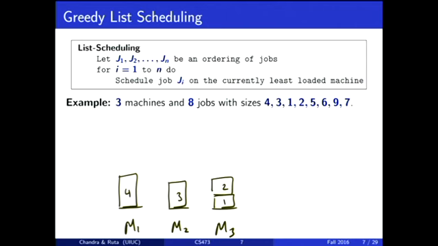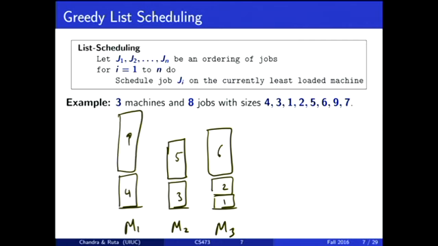And then 5 comes, where should it go? We have a choice now. There are two machines with the same load, so maybe we'll put it on this one. 5. And then what happens when 6 comes? It'll go on here, right? Okay, and then 9 comes. And then 7 comes, it'll go on this one, right? So what is the load we get? This one has a load of 9, this one has a load of 13, and this one has a load of 15, right? So that is our load.